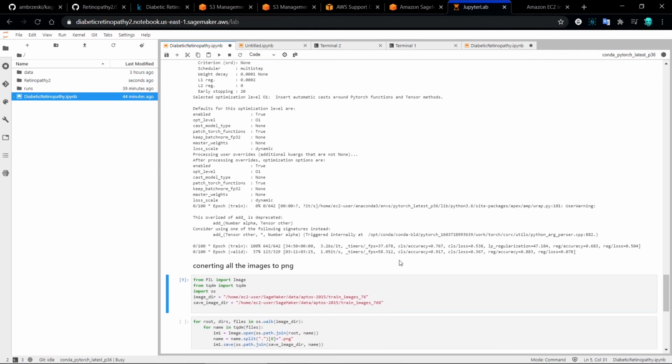Even if I leave this one, the CLS accuracy we have is 0.67, 0.76, CLS loss 0.53, LP regularization. It literally took 34 minutes to run one fold. So I think I'm going to have to quit it. Literally I will flush my money.